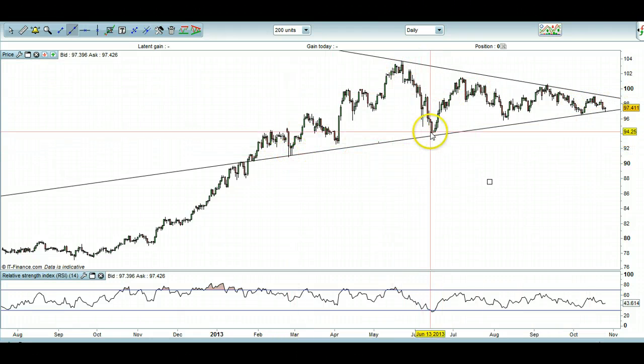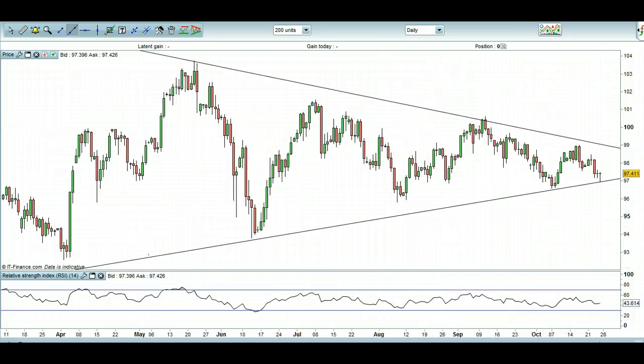So we've got a point here, point here, point here, and point here. So it validates the trend because we've got more than three areas where the price is hitting the trend line, and price has come down. As you can see, we've hit that trend line.